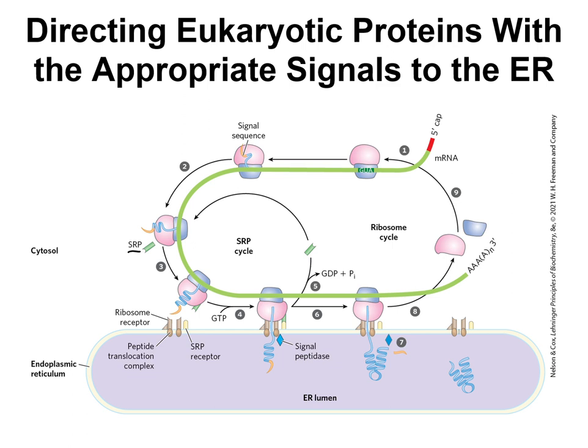mRNA to that SRP receptor, which is coupled to a peptide translocation complex that's on the cytosolic face of the ER. Once that happens, the ribosome is going to continue to make that polypeptide, and SRP is going to hydrolyze its GTP, and then it's going to leave.